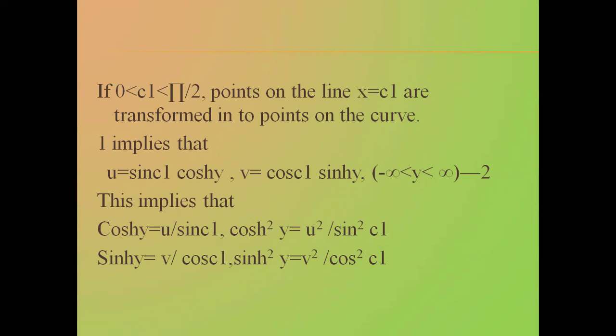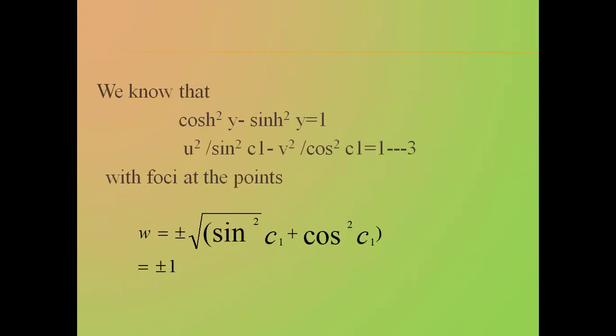So in that we have cosh y equal to u divided by sin C1. Squaring on both sides, cosh square y equal to u square divided by sin square C1. Next, sinh y equal to v divided by cos C1. Squaring on both sides, sinh square y equal to v square divided by cos square C1. We know the hyperbolic function formula cosh square y minus sinh square y equal to 1. So substituting both the values, u square divided by sin square C1 minus v square divided by cos square C1 is equal to 1.